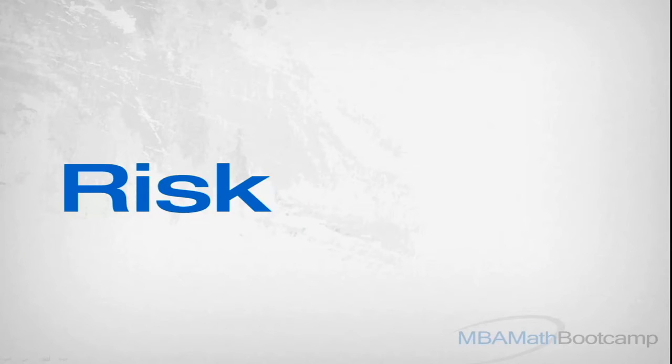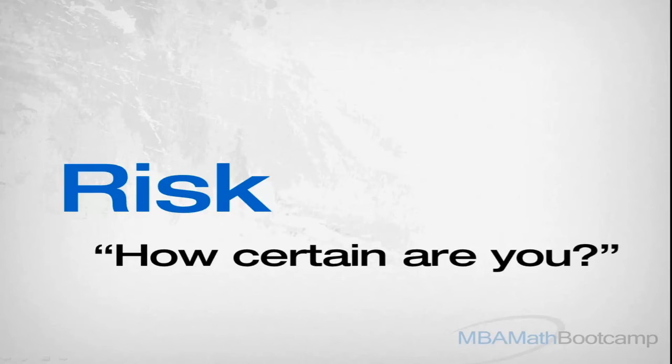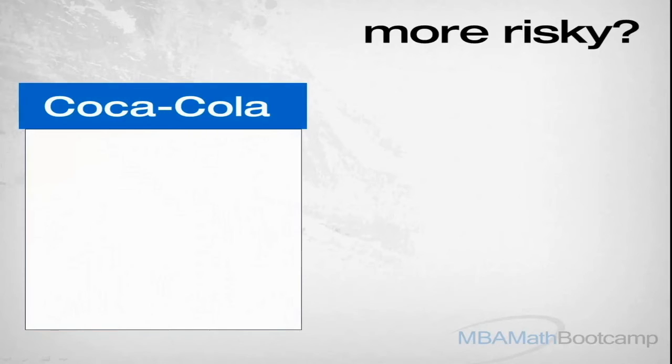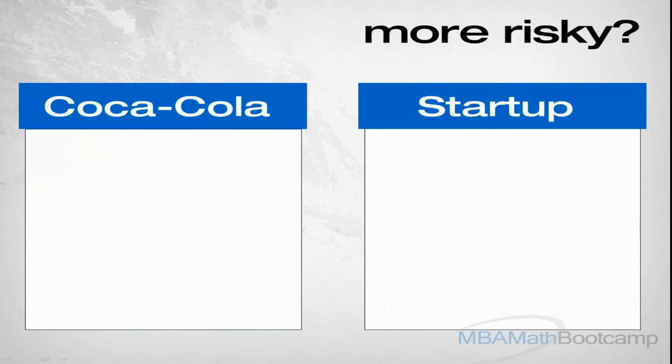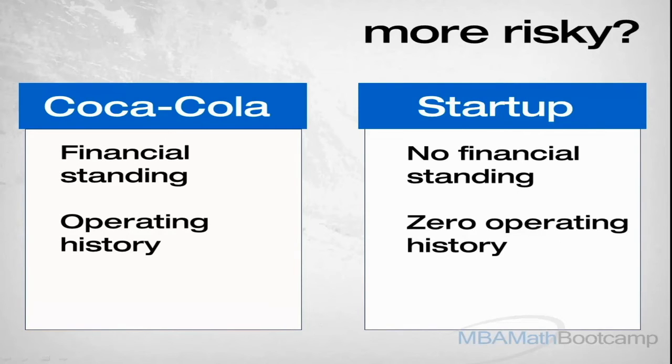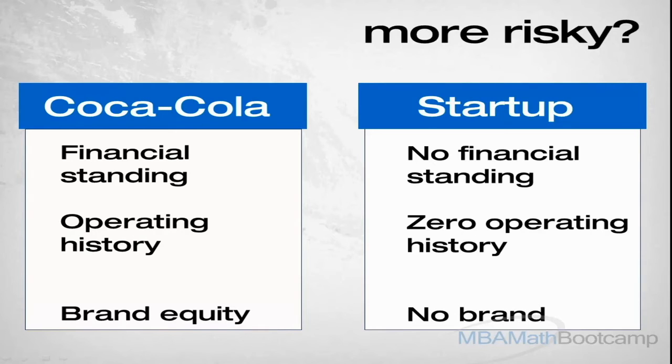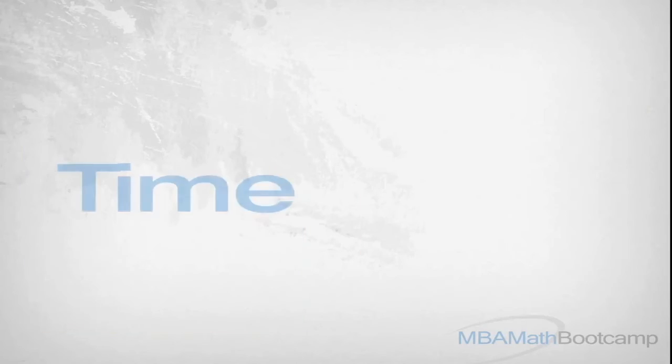Risk, in our context, is answering the fundamental question, how certain are you? How certain are you that you will, number one, receive the promised amount? And number two, how certain are you that you will receive that promised amount at the promised time? When comparing Coca-Cola with an internet startup, which is more risky? Because of Coca-Cola's strong financial standing, long operating history, and solid brand equity, it would be considered less risky than a new internet startup. In other words, the internet startup would be more risky than investing in Coca-Cola stock. This means that most people would be more certain of receiving the payment from Coca-Cola than they would be from the startup venture.